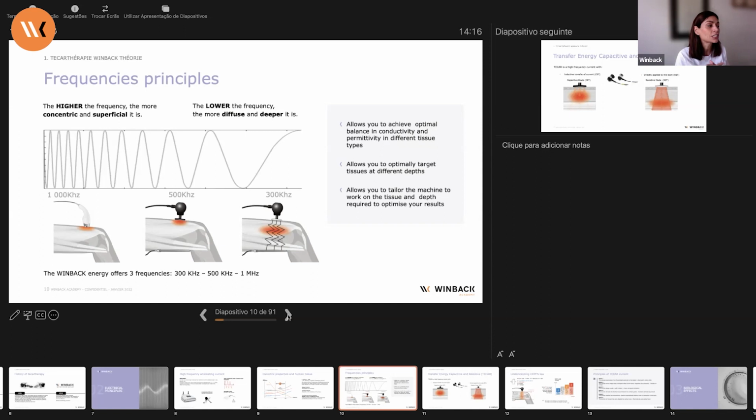So the higher the frequency is, the more concentrated and superficial the effect of the current is. But if you lower the frequency, the more diffuse and deeper you go. Okay, this difference of frequency allows us to achieve an optimal balance between conductivity and permittivity in different kinds of tissues. It also allows us to optimally target the tissues at different depths. It allows us to tailor the machine to the tissues and depth required, to optimize and to have a good result.